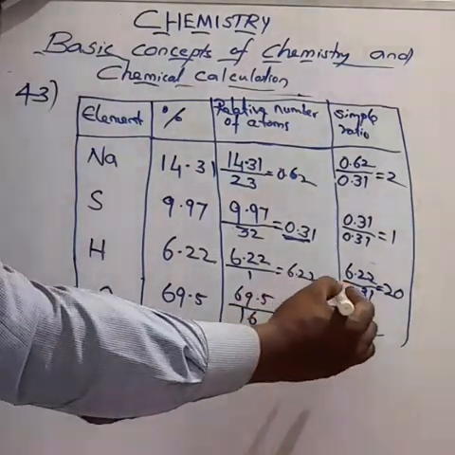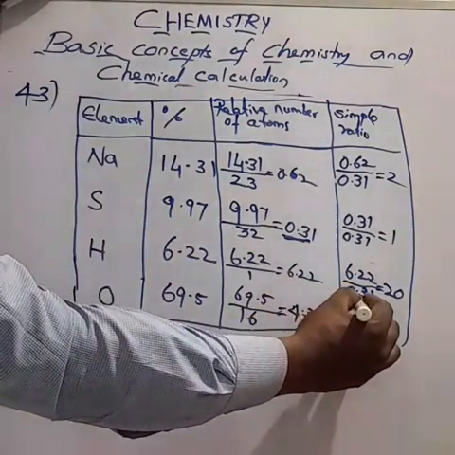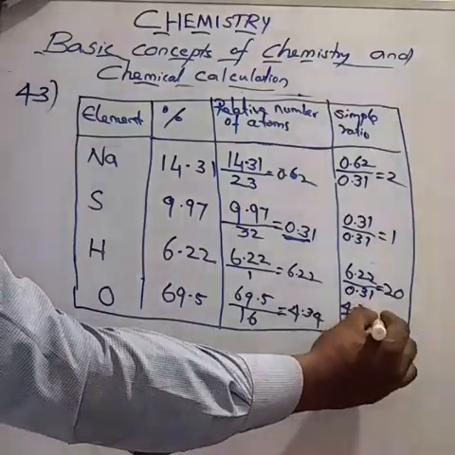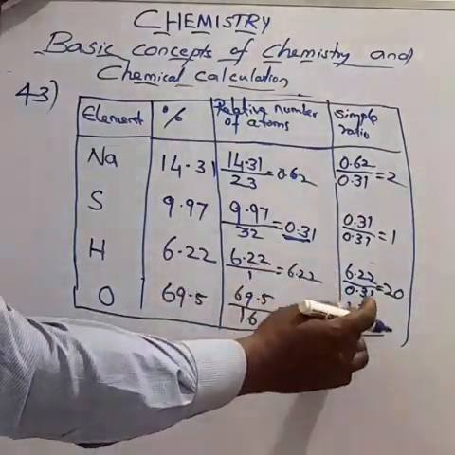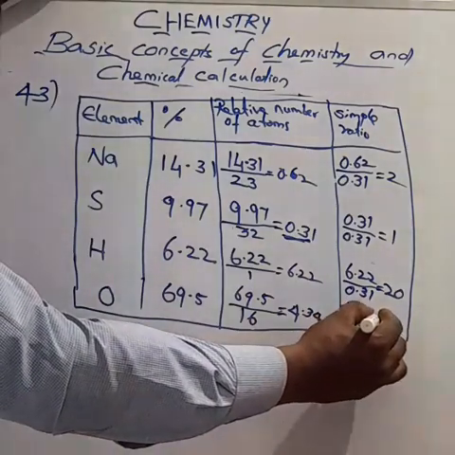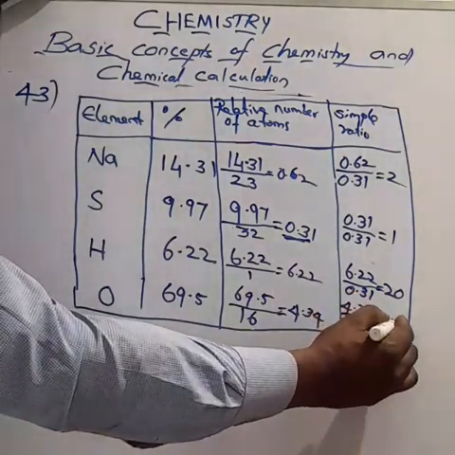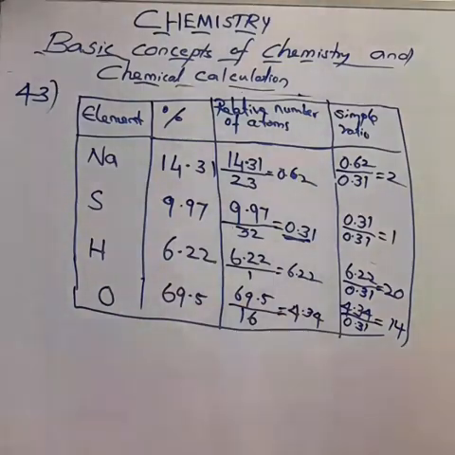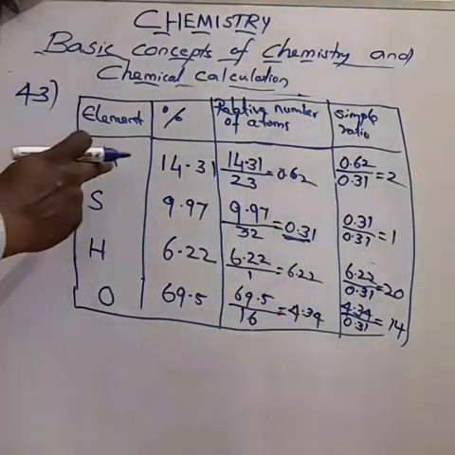Next, oxygen. Oxygen is 4.34. Just dividing by the least value 0.31, we get the approximate value 14. Am I right? So next, now we can take the empirical formula.